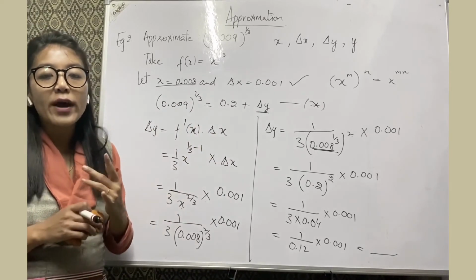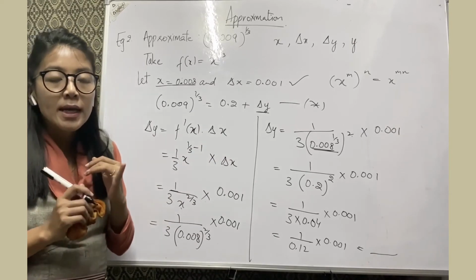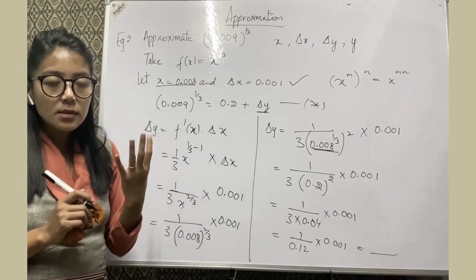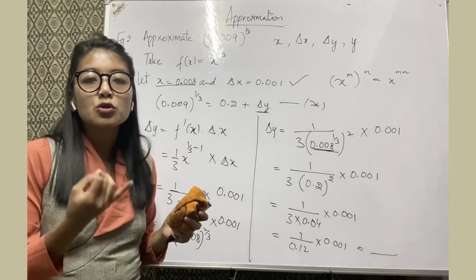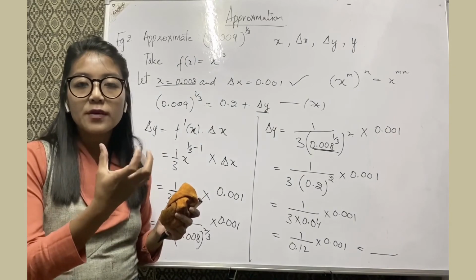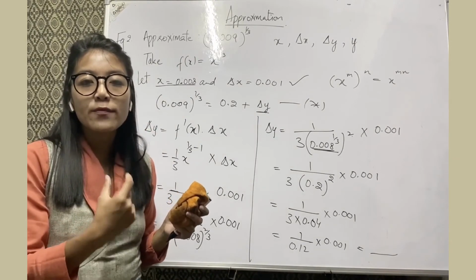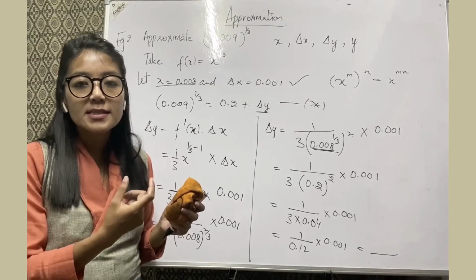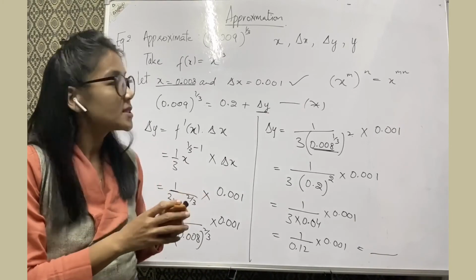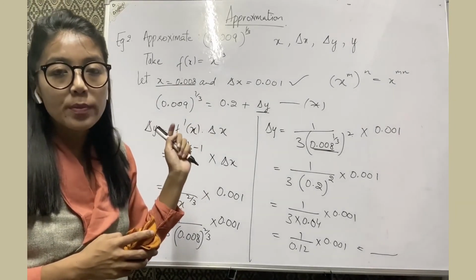The main thing you have to remember is when you are asked to find out any value, whether it is cube root or square root, you have to define your function in that way only. And the most important thing is selection of x and delta x. It should be selected in such a way that delta x is nearest to 0. Okay, so this is the first type of questions from the topic approximation.